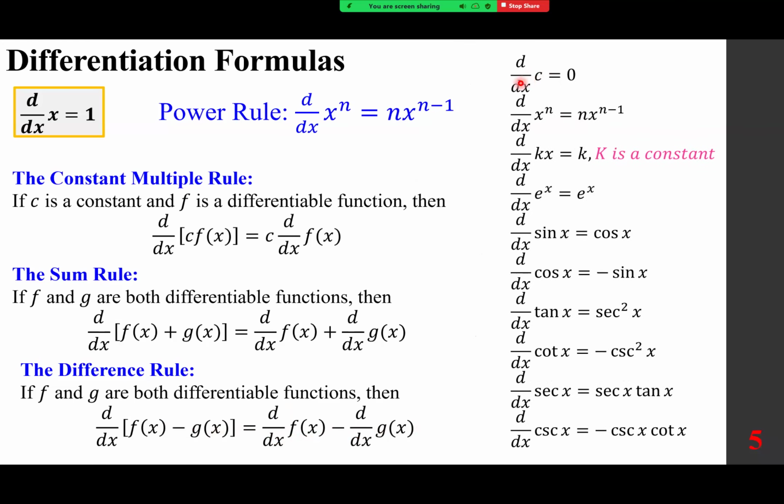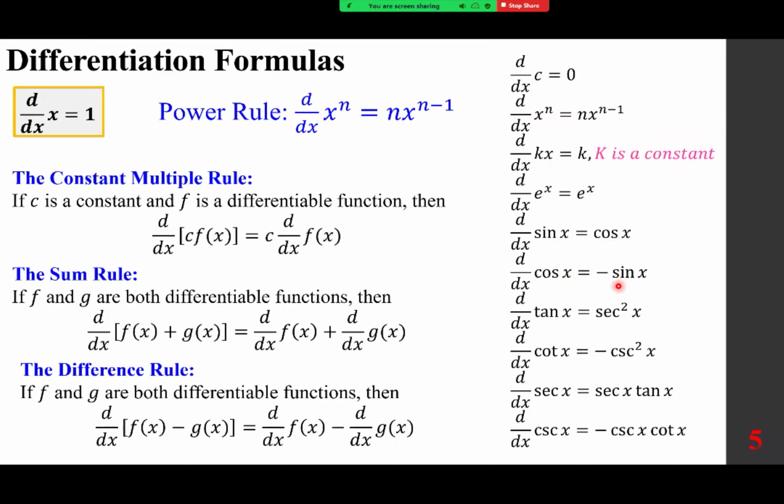And so the derivative of a constant is 0. The derivative of x to the power of n, the power rule, extremely important, is n x to the power of n minus 1. The derivative of k times x is k, where k is a number, a constant. The derivative of e to the power of x is itself. The derivative of sine x is cosine x. The derivative of cosine x is minus sine x.